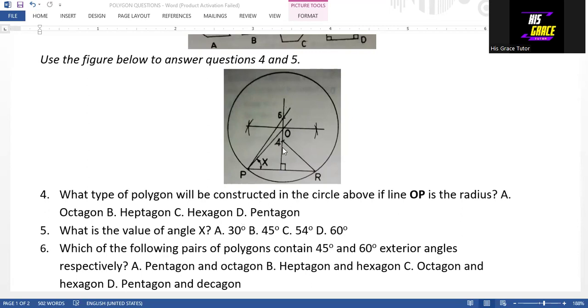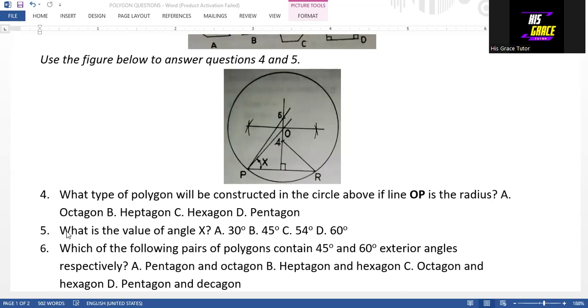If we have to construct a square, that's a 4-sided polygon, we use this point 4 as the center of the circle, and that will give us a square. If we have to construct a 6-sided polygon, that is a hexagon, we use this center 6 as the center of the circle, and that will give us a hexagon. Then if we have to construct a 5-sided polygon, which is a pentagon, we make use of this point O with radius OP. Then we draw a circle that will give us a pentagon. So the answer to this question is option D, which is a pentagon.